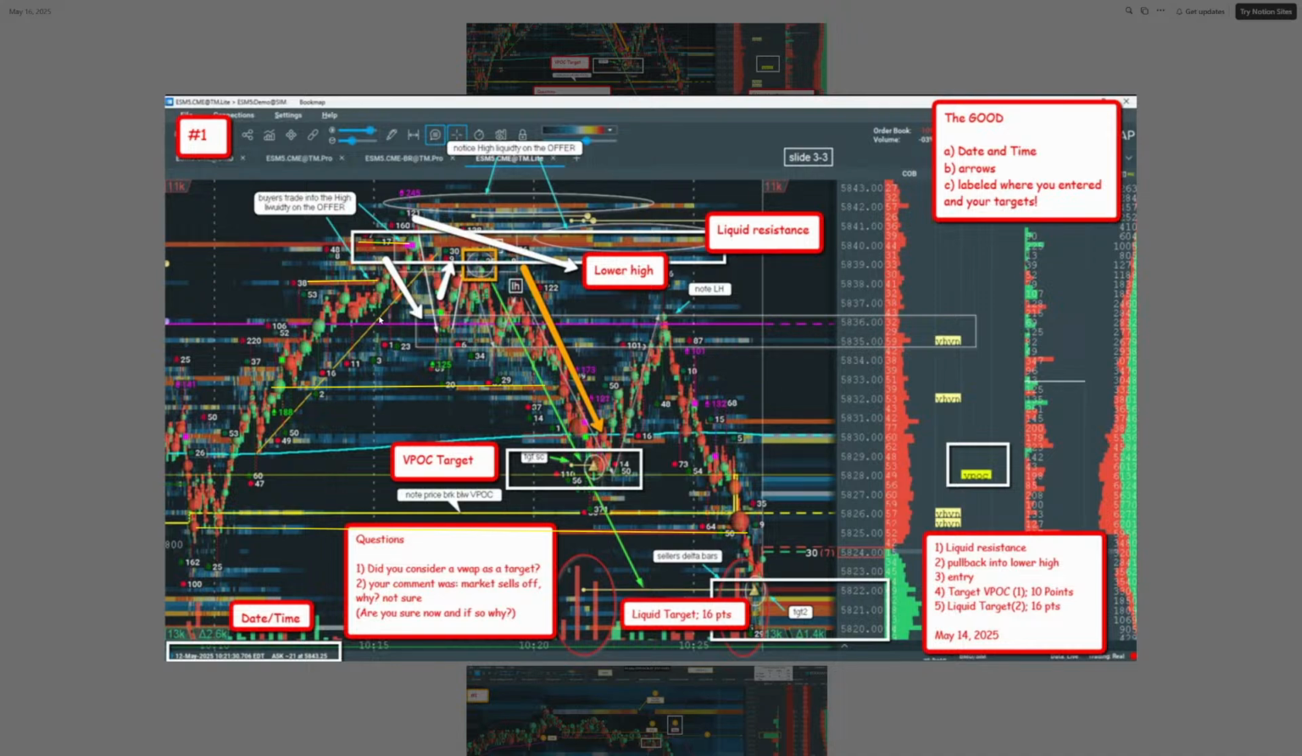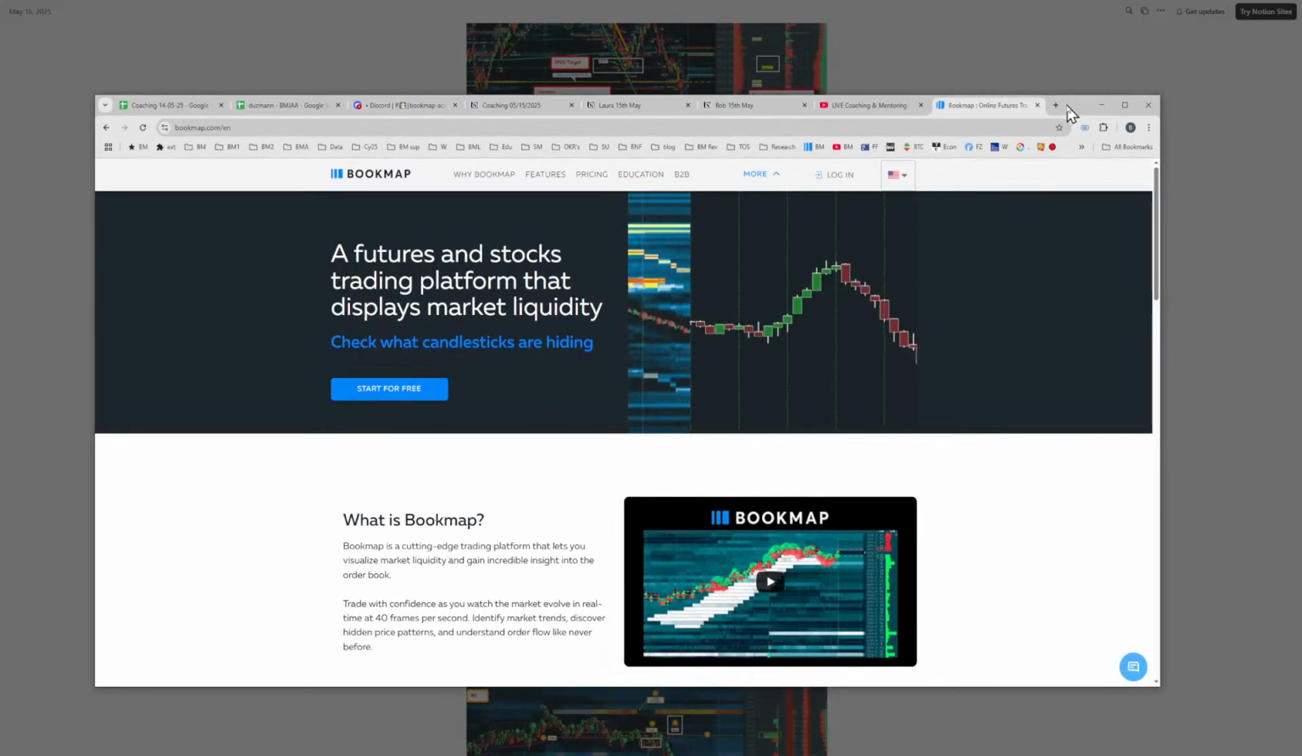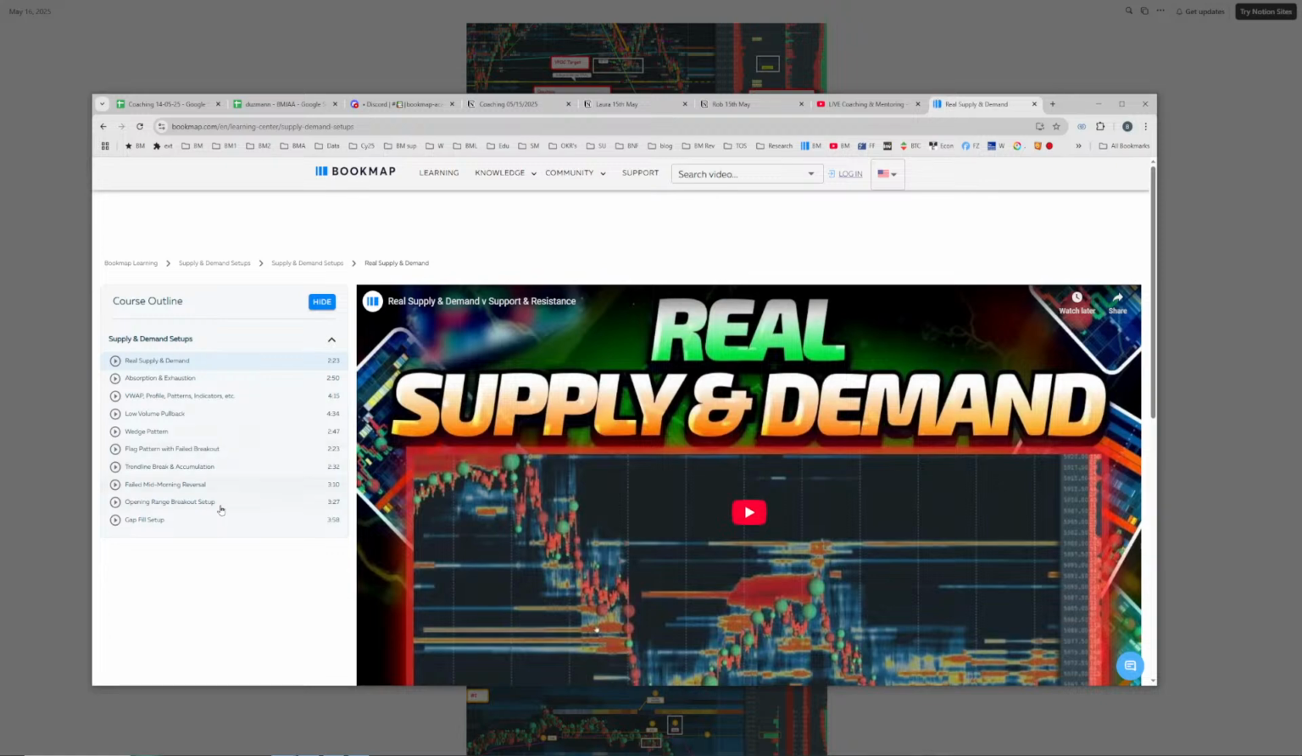Another thing, and I think this is probably my best comment I can give, I think this will be really good for you, Stephen, personally. Hold on, let me bring up that course just a second here. It is actually from that course. This one, the trend line break and accumulation.